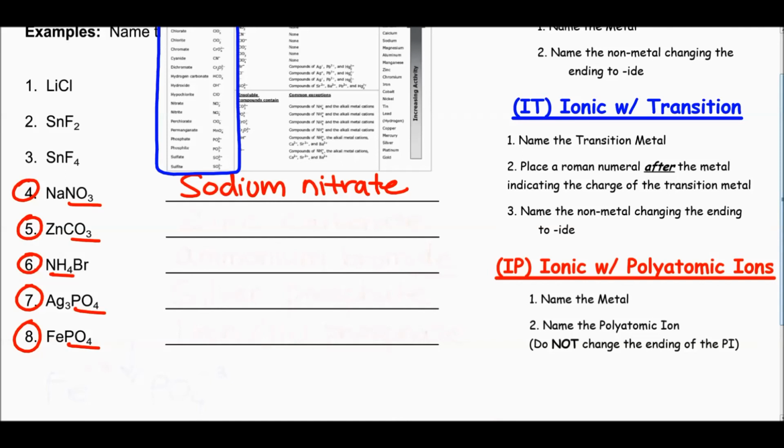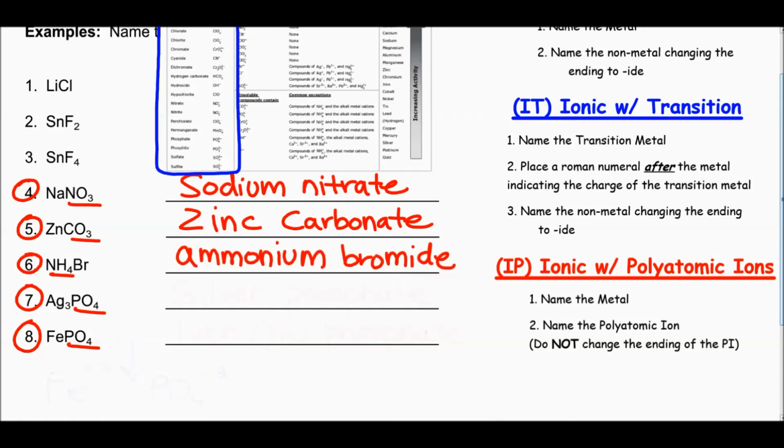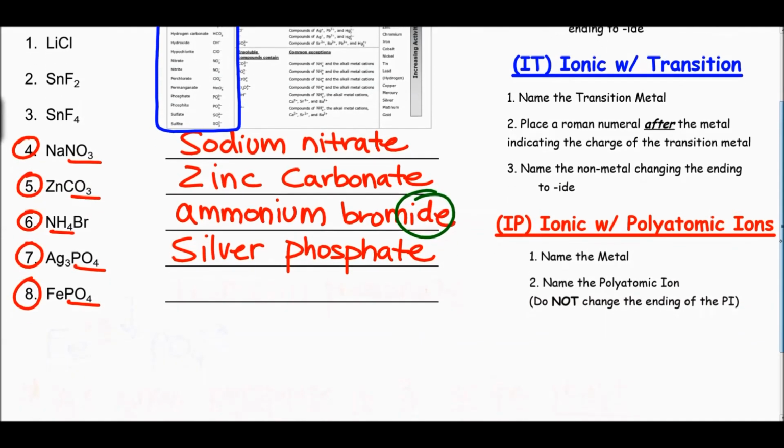5, 6, 7, and 8 also include polyatomic ions that I can recognize from the back of my periodic table. So number 5, I list my metal, zinc, and then I list my polyatomic ion, carbonate. Number 6 is special. Number 6 starts with the polyatomic ion, ammonium, NH4. The second half is your nonmetal, bromide. It's bromine, and the ending has been changed to IDE just as it did in your first section of your naming rules. Number 7 is silver phosphate, naming your metal and then naming your polyatomic ion. And number 8 includes a transition metal. This combines both the ionic naming rules of transition metals and the ionic naming rules of polyatomic ions.